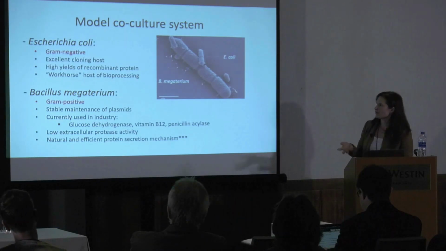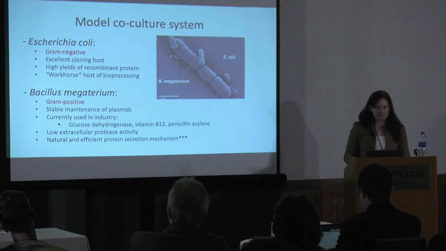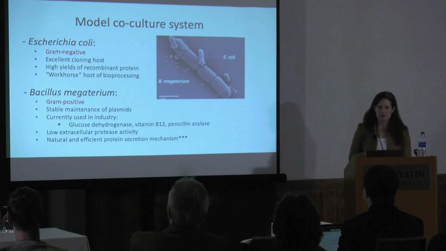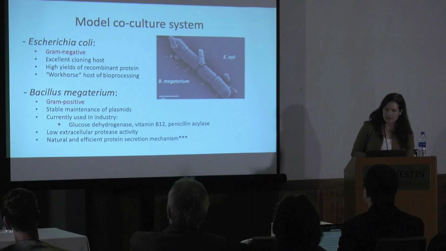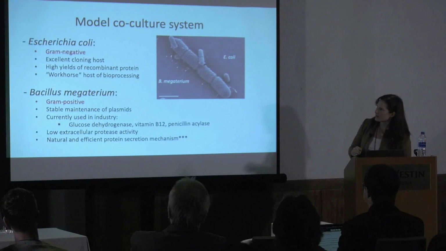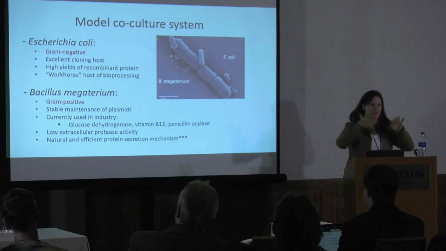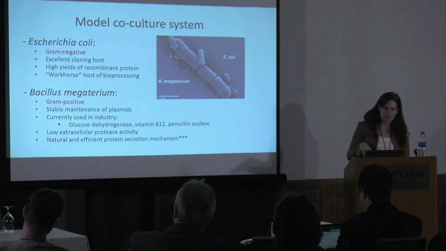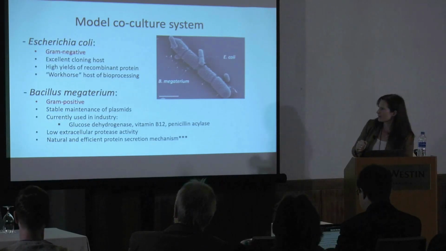coli and bacillus. For those of you a little further away, E. coli is a gram-negative organism. It's a workhorse in terms of biological engineering, protein engineering, et cetera. Bacillus megaterium is a gram-positive organism, so it's on the other evolutionary divide of types of microorganisms. It has a different type of membrane structure, et cetera.